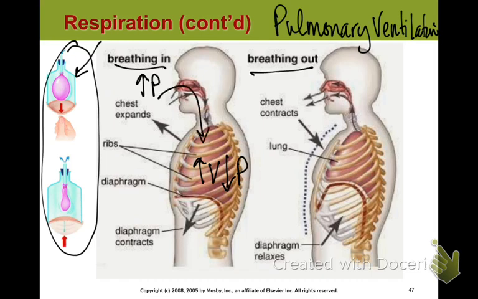Exhalation occurs when the diaphragm relaxes, and due to elastic recoil, a passive process, it springs back up into place, decreasing the volume of the chest cavity, which dramatically increases the pressure in the chest cavity. Air rushes from higher pressure to lower pressure outside, and it exits, and you exhale. So that's pulmonary ventilation.